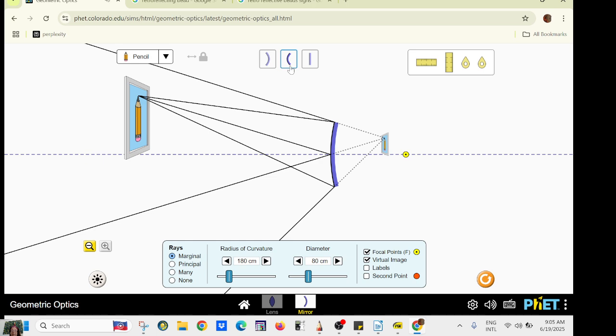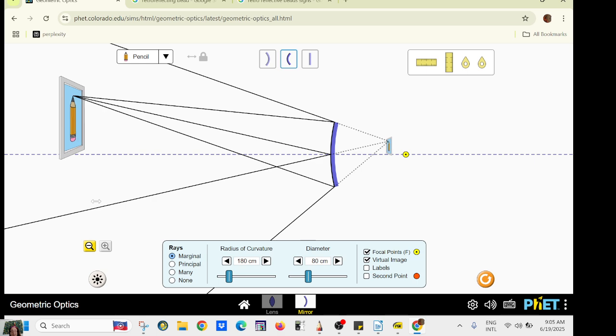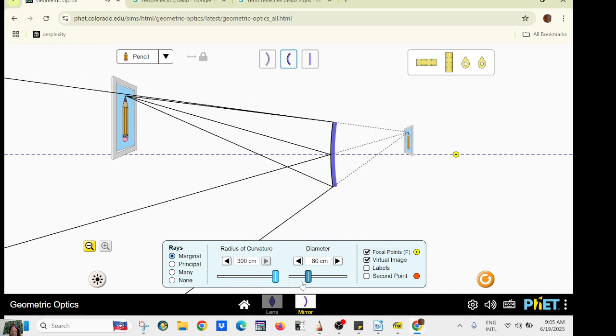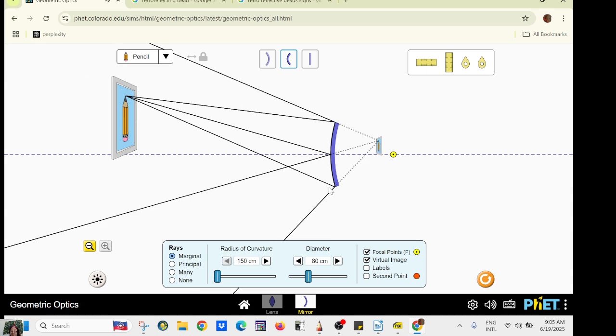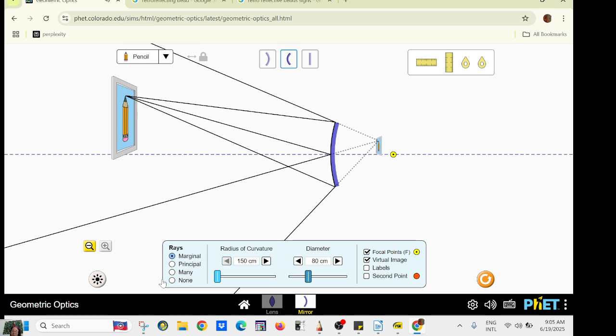So this is a convex mirror. Okay, so you see that it behaves like a concave lens, meaning the image is always virtual. Okay, it's virtual because it's beyond here. So it's virtual and it's upright. So it's like a concave lens. And if you change the radius, what you are doing, you are changing the focal length, right? So if you increase the radius, focal length will increase. If you decrease the radius, the focal length will decrease.